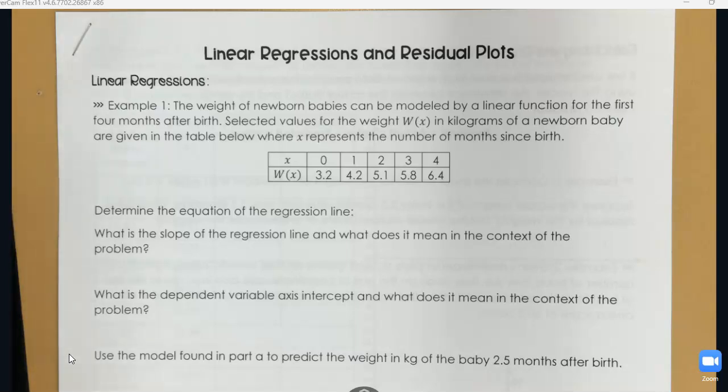Alright, welcome back to another exciting day of Algebra 2. Today we are going to look at linear regressions and residual plots.